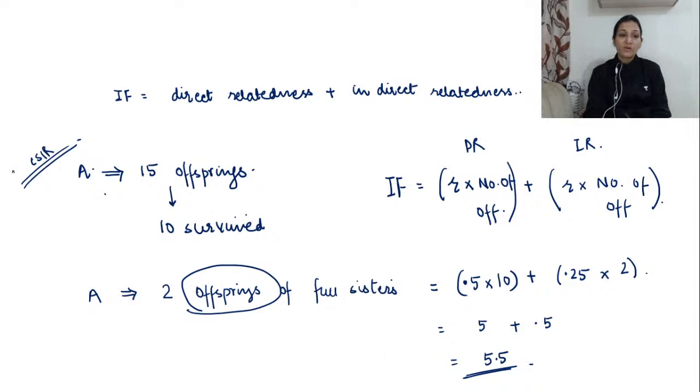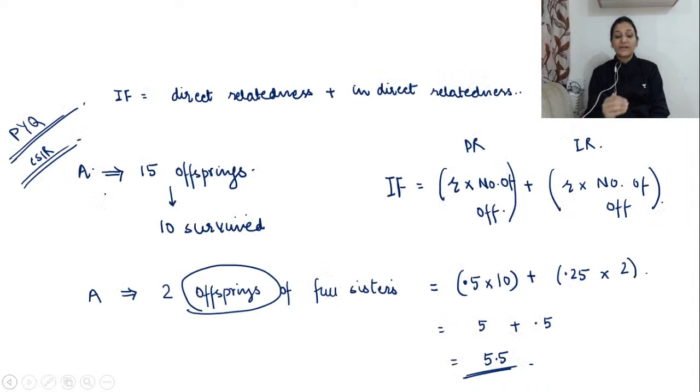So this is how the questions in the CSIR are asked. So you should remember that table of relatedness, that what is the relatedness between the two individuals is going to decide the inclusive fitness. So the question would be asked on inclusive fitness. That is the way it is determined.